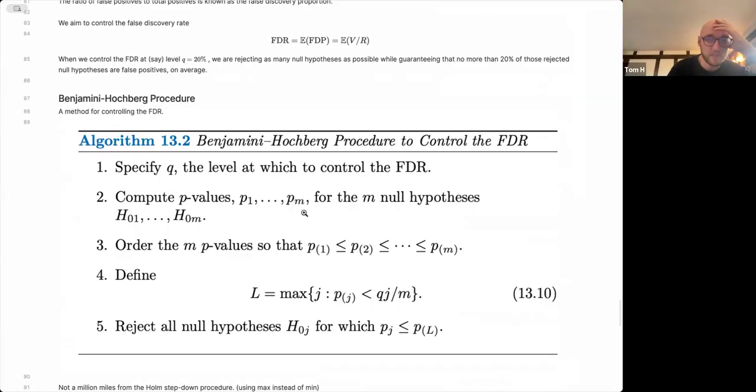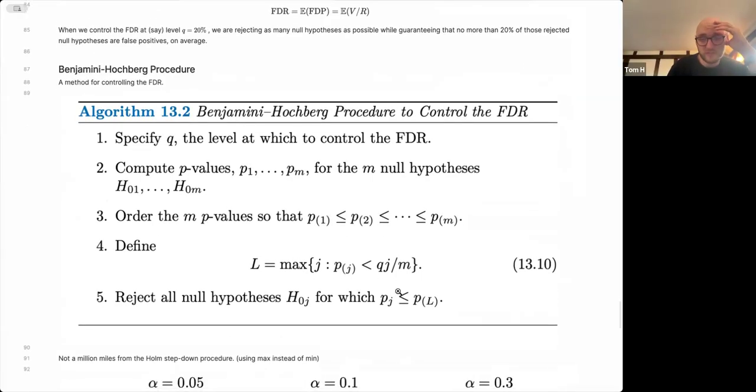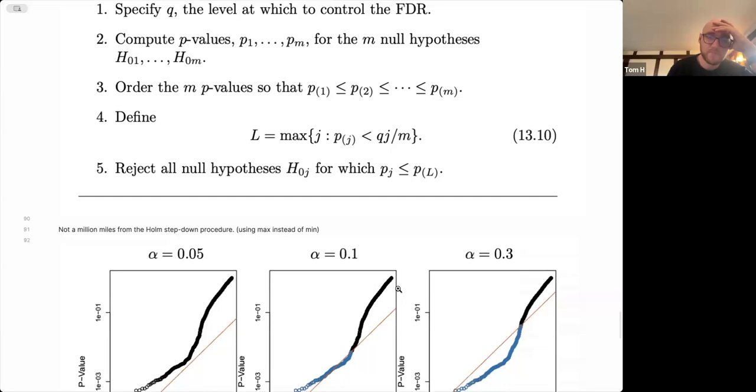But similarly, you specify a level at which you want to control the false discovery rate, you compute p-values, you sort them, and then you find the index of the one that is the maximum that satisfies this bound, and you reject all of the ones below it, or for which the p-value is smaller than that.